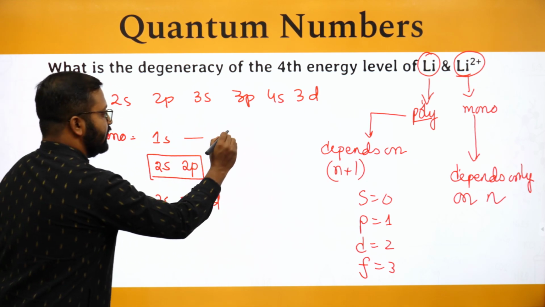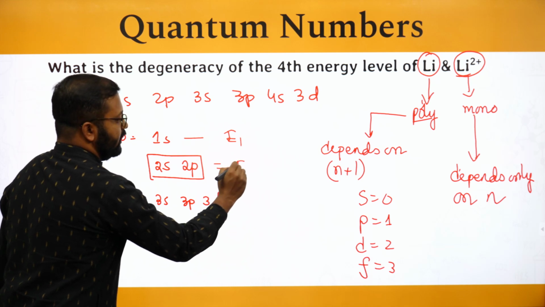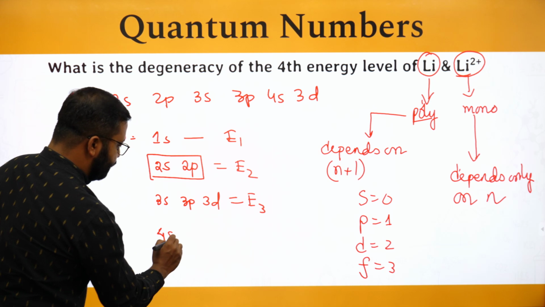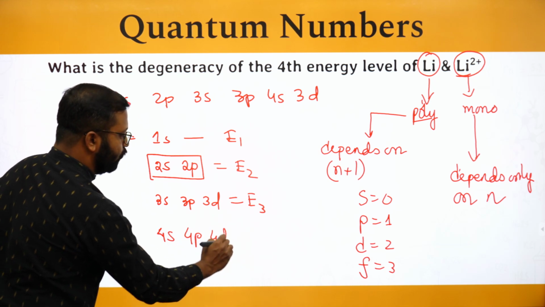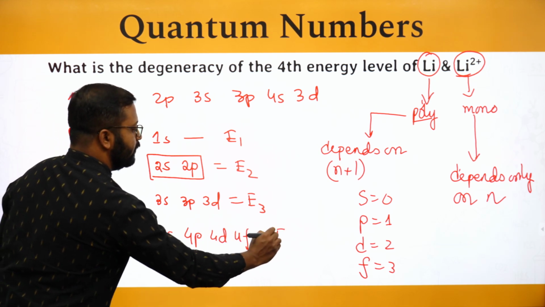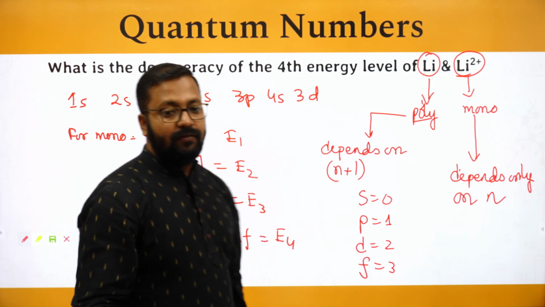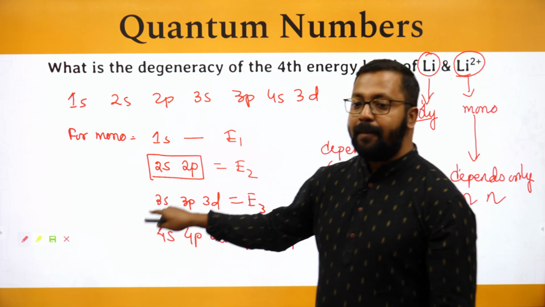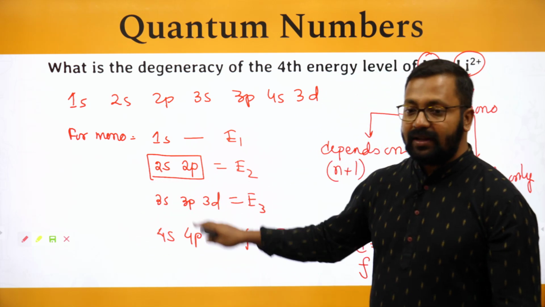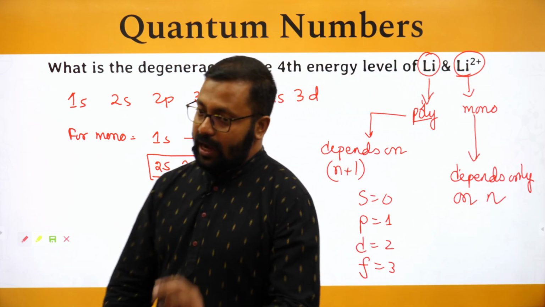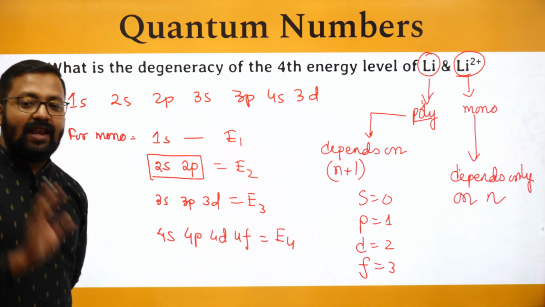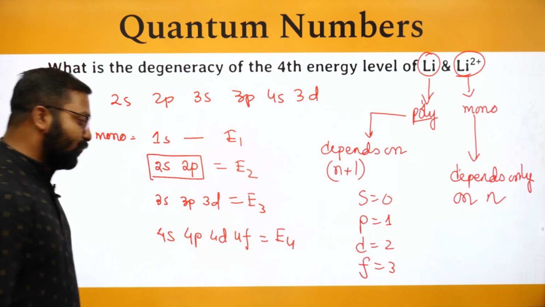This is E1, this is E2, this is E3. The fourth energy level will be 4s, 4p, 4d, 4f, which is E4. The fourth energy level comprises all of these because they have the same principal quantum number, the numerical prefix. Now, the question was, what is the degeneracy of the fourth energy level?